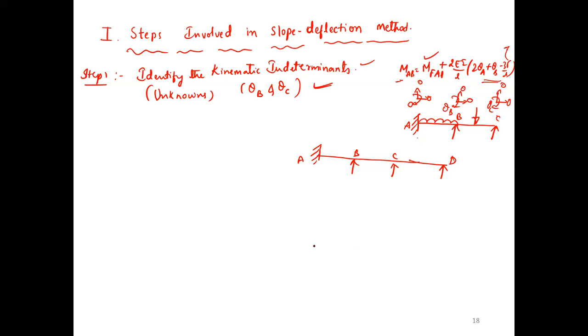Now I will give one more problem. Identify what the kinematic indeterminacy is, because only when this comes can you do the two methods. Otherwise it will not come to you. What is the kinematic indeterminacy? Theta Q and theta R. That's all. Theta Q and theta R. That's it.